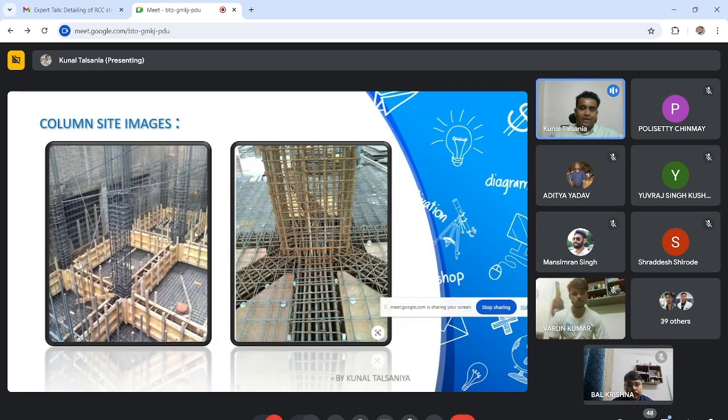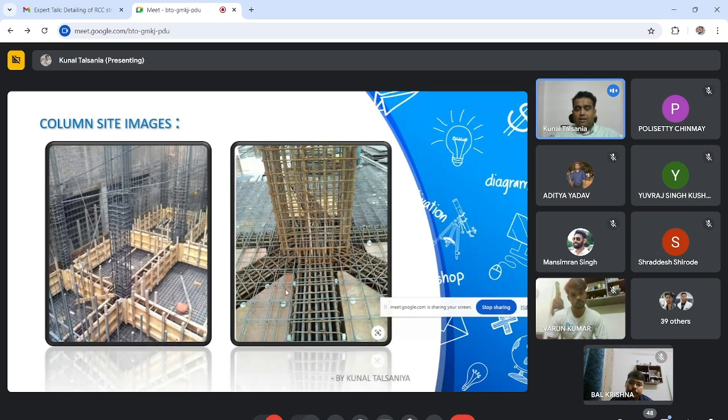This is the actual photograph of columns. You can see that L0 and non-confinement here. Okay, so these are the closely spaced stirrups, and here is where the point of contraflexure is 0. This is the non-confined area. That's why the spacing is larger. Okay, this is another image.